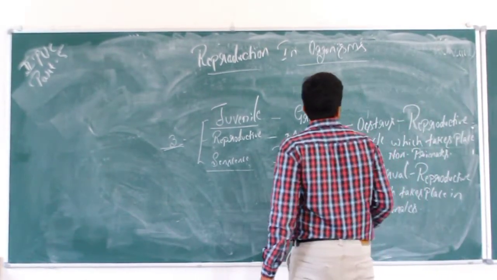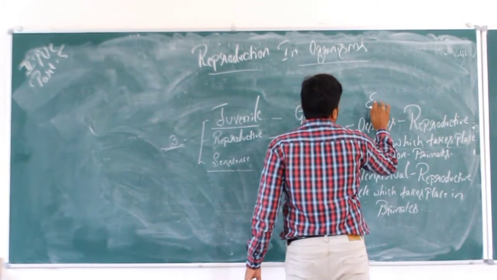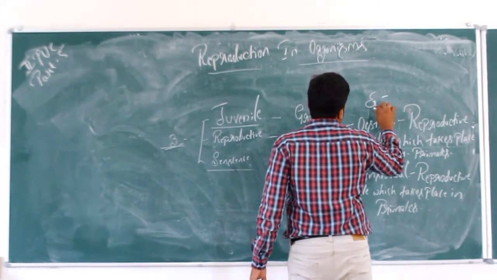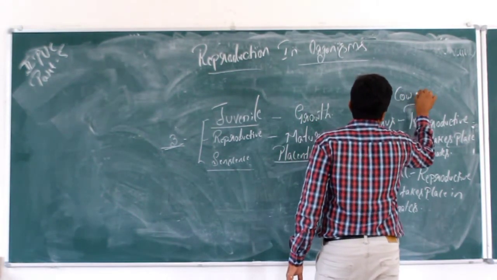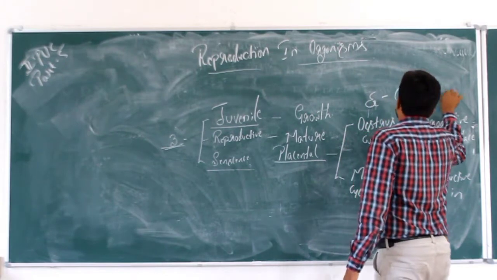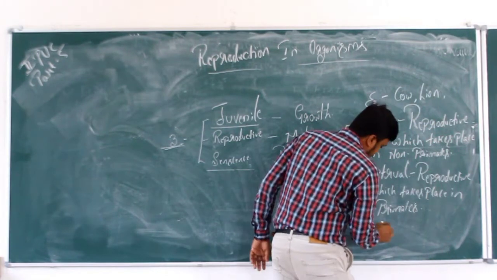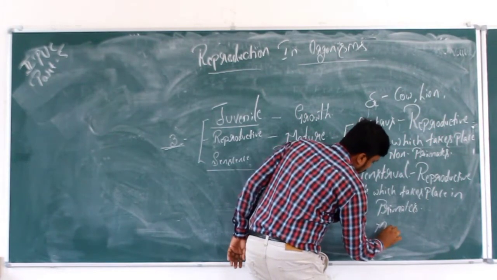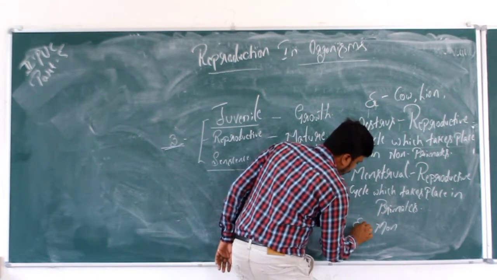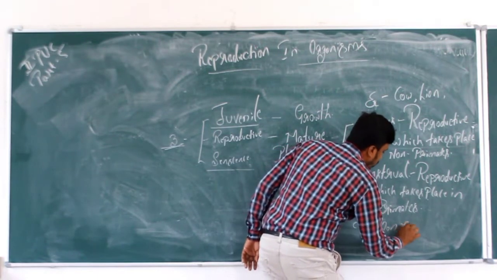Example for estrous cycle: cow, lion, deer. Example for menstrual cycle: man, monkey.